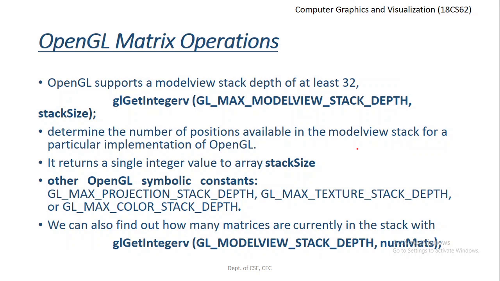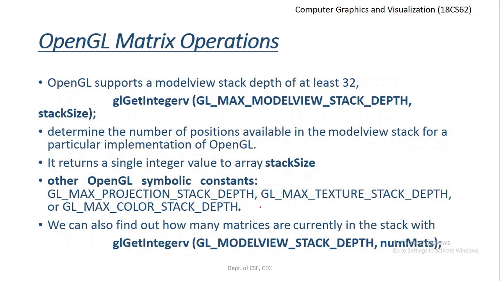Now suppose we want to get how many positions are available in the model view stack for a particular implementation of OpenGL. We have one more OpenGL matrix operation function called glGetIntegerv. The parameters you specify are GL_MAX_MODELVIEW_STACK_DEPTH, comma, stack size. It returns a single integer value to the array stack size. Now in place of this particular symbolic constant, you can use other symbolic constants as well. So for the projection matrix, you have GL_MAX_PROJECTION_STACK_DEPTH.